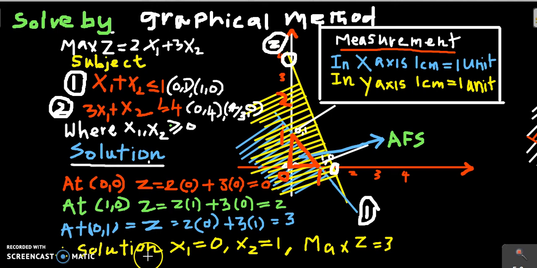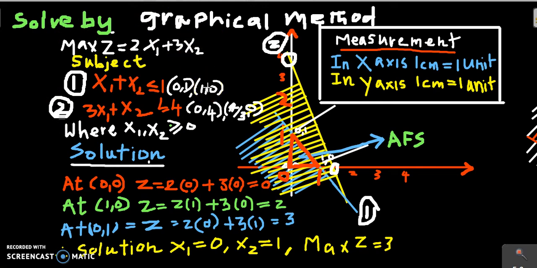Therefore that is the solution set. Therefore the solution is x1 equals 0, x2 equals 1, and the maximum is z equals 3. So this is the solution for this given linear programming problem. This is the way we can do any problems.